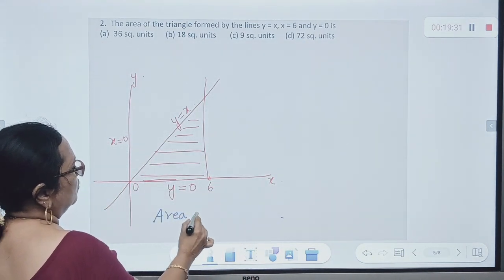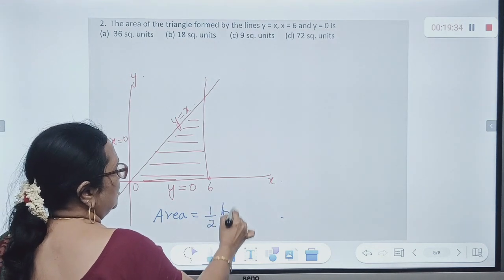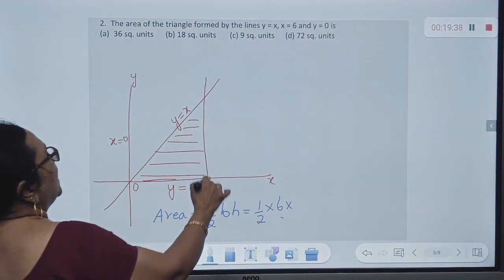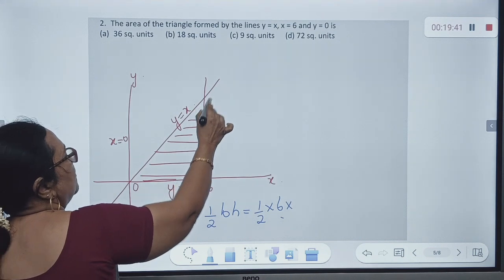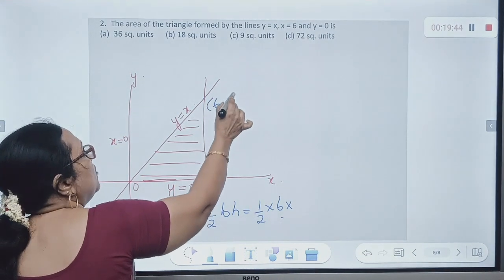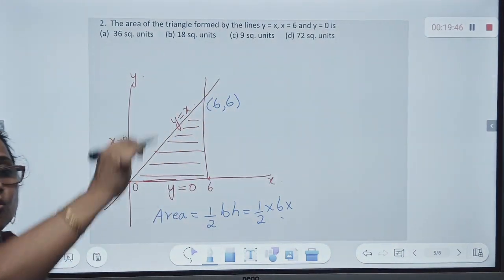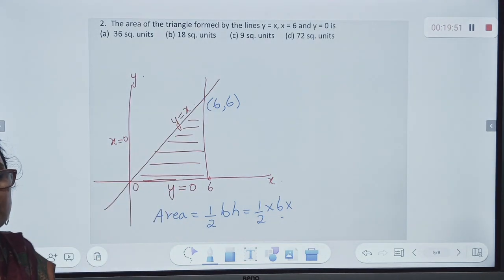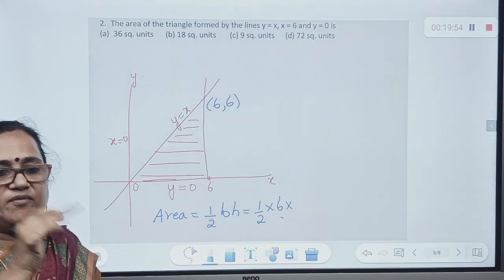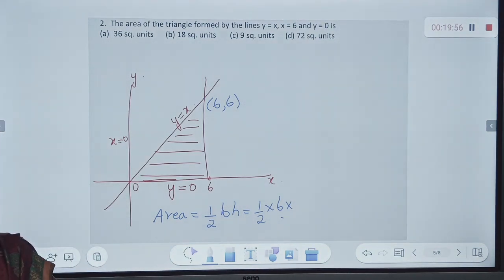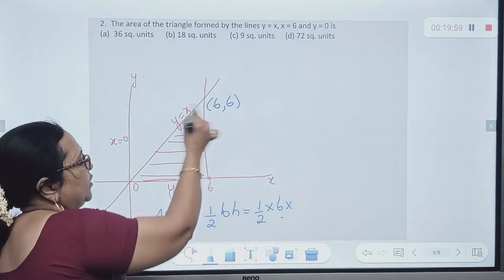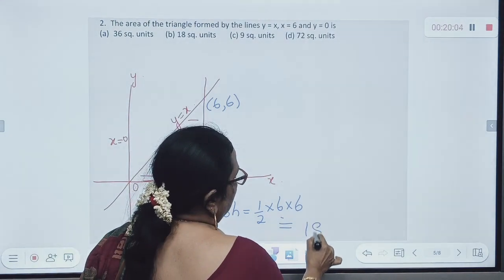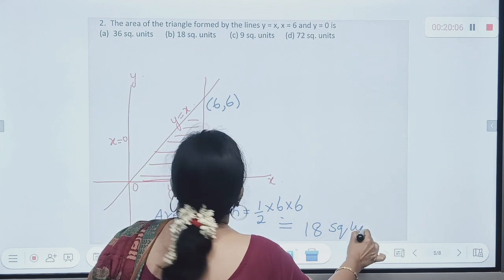Area equal to half into base into height, which is half into 6 into, what will be the height? What is this point of intersection? When x is 6, y will also be 6 because what is the equation of the line? Y equal to x. So every point on that line will satisfy the coordinate. If x is 1, y is 1. When x is 2, y is 2. When x is 3, y is 3. So when x is 6, y is going to be 6. So the area will be 36 by 2, which is 18 square units.